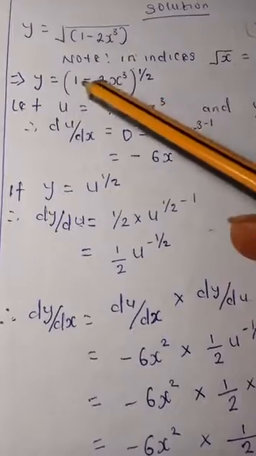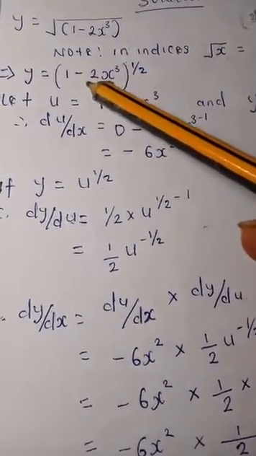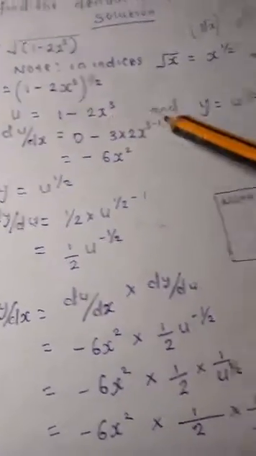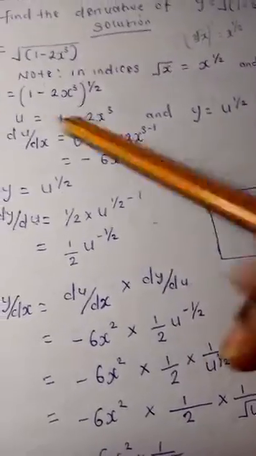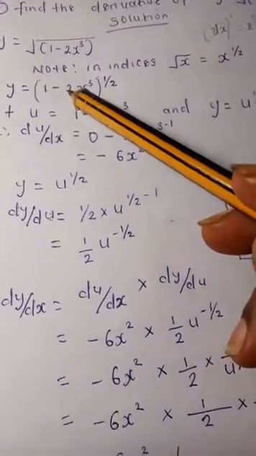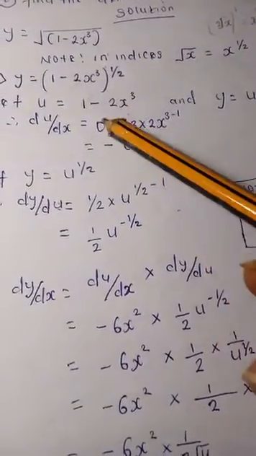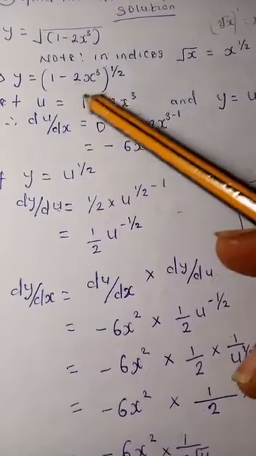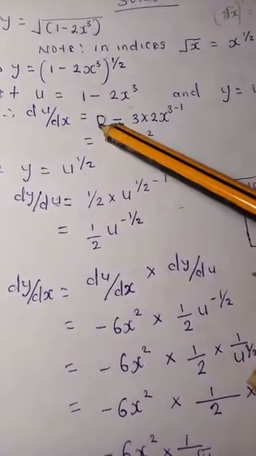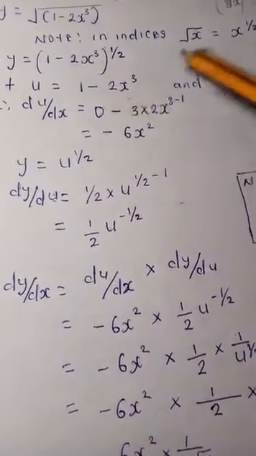Let u be equal to the middle one, and let y be equal to what? If u is this, what is y? y is now u raised to power 1 over 2. Look at it. So if u is the middle one, what is du/dx? The derivative of 1 becomes 0. A constant is 0 when you are differentiating.